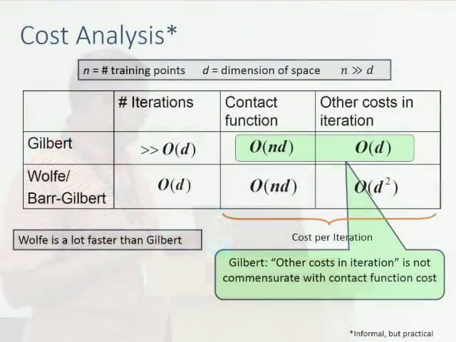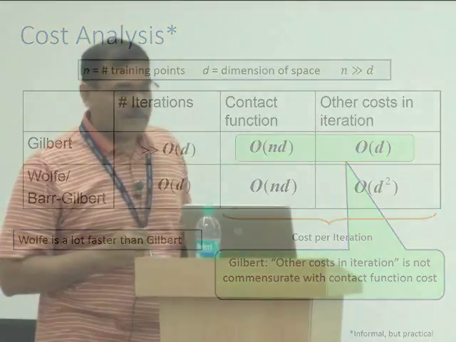There's a bit of hand waving, but exact complexities are not established, but typically much larger than order D, whereas Wolfe's and Barr-Gilbert's algorithm typically in the order of D, right? And so it turns out that the product of these two terms dominate the contact function. Within one iteration, it's the contact function that is dominating the picture, and therefore these things don't matter much, whereas this one is dominating. Therefore, take the product. And so because of that, Wolfe is the better method.